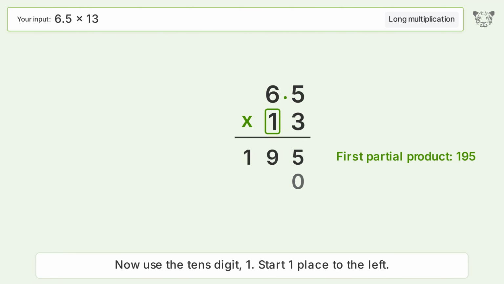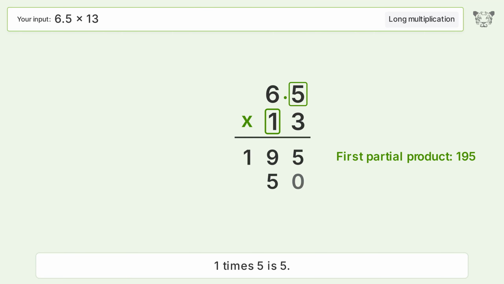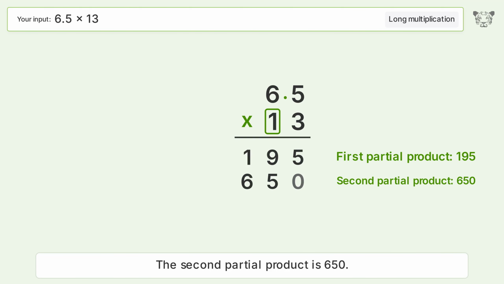Now use the tens digit, 1. Start one place to the left. 1 times 5 is 5. 1 times 6 is 6. The second partial product is 650.